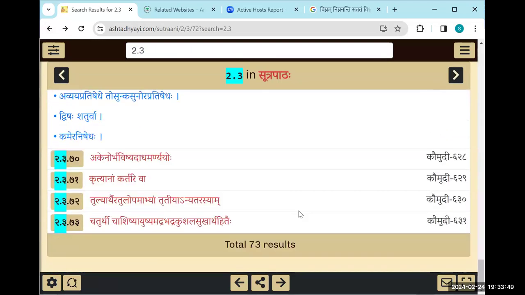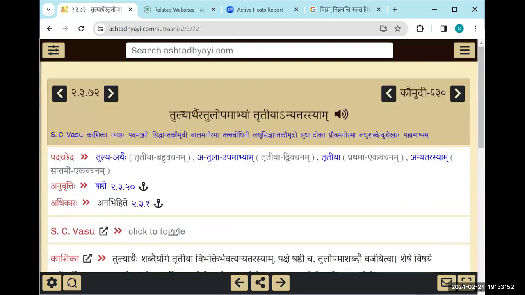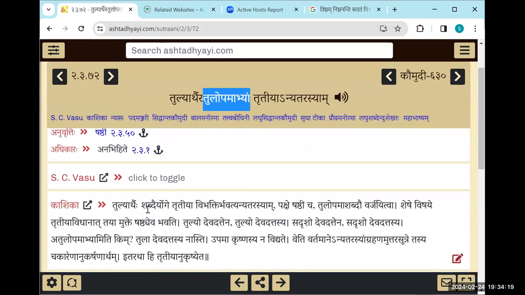So what we know here by looking at just this sutra is what? Tulyarthaihi. Tulya means what? Comparable. Tulyartha means words which have the meaning of comparison. With those words, third case can be used optionally. Other option is sixth case, when it is not within upama. Don't worry about the condition right now. What does it say now? Tulyarthaihi shabdaihi yoge tritiya vibhaktihi anyatarasyam pakshe. What is the other possibility? Shashti cha.